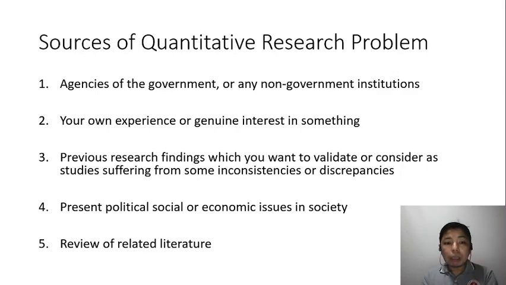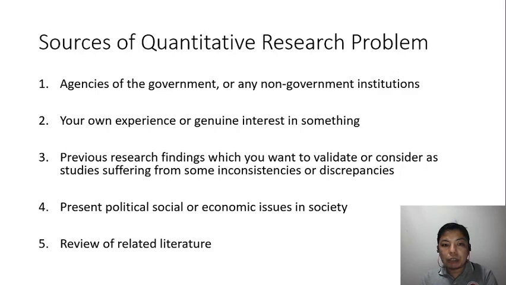So ano pa yung pwede natin pagkuhanan ng quantitative research problem? Pang-apat, present political, social, or economic issues in our societies. Nako, ito, napakadami nito. Okay? Political issues, social issues, economic issues. For example, political issues, corruption. Pwede mong gawa ng research yan. Social issues, for example, suicide. Pwede mong gawa ng research yan. Economic issues, for example, poverty. Pwede mong gawa ng research yan. So marami kang paghuhugutan dyan.